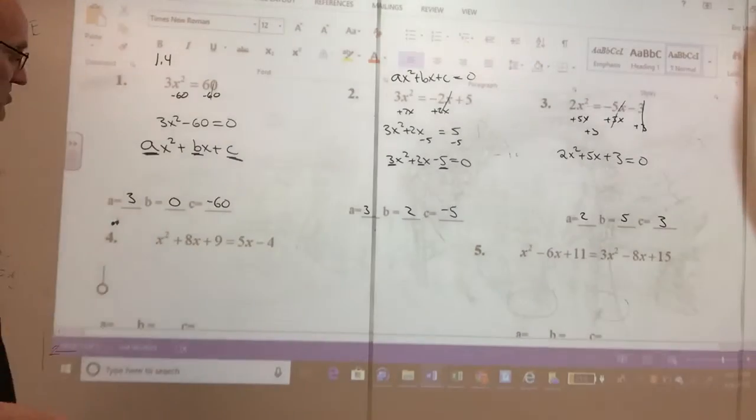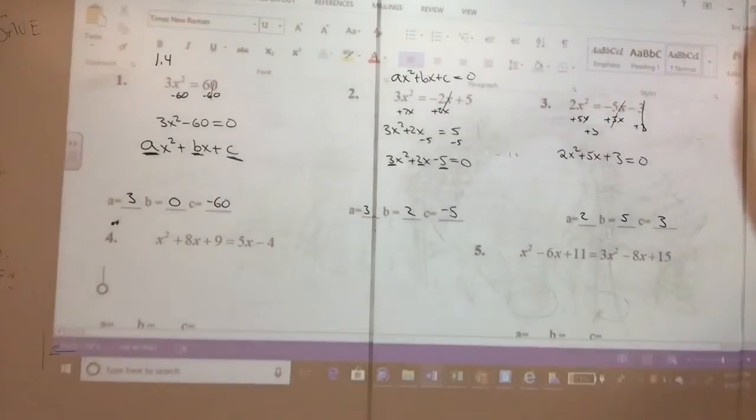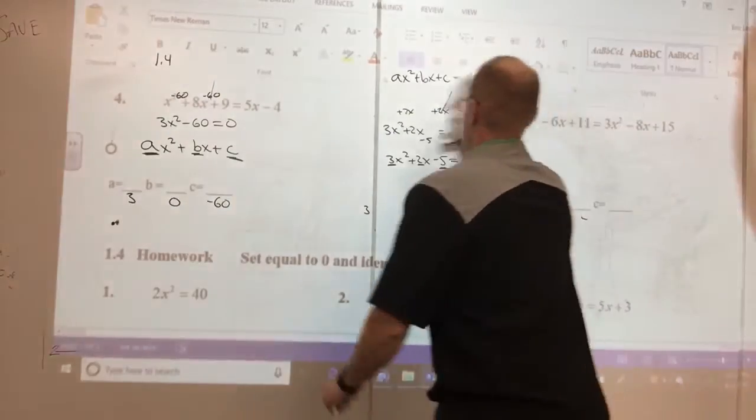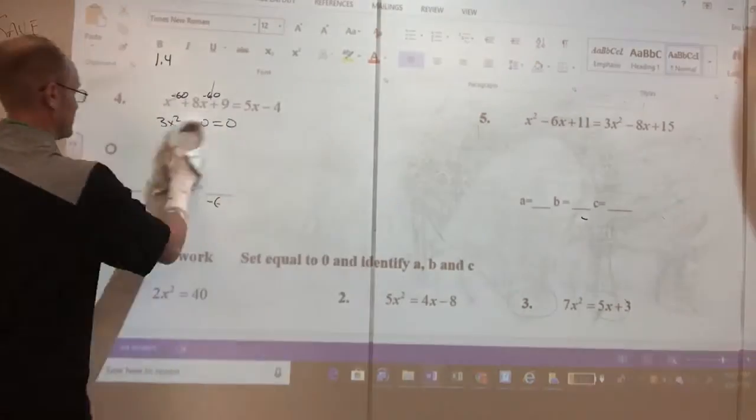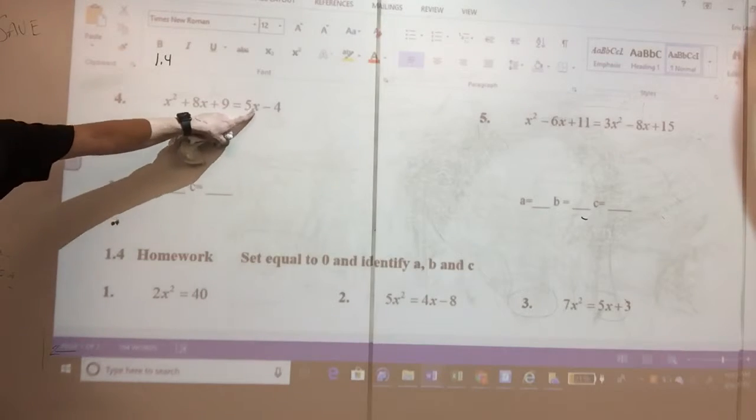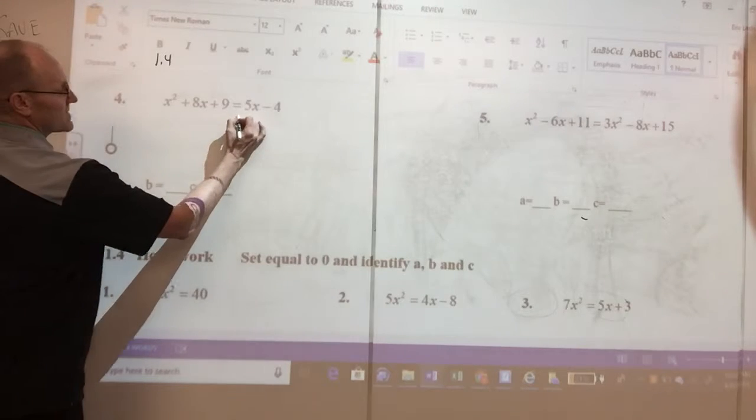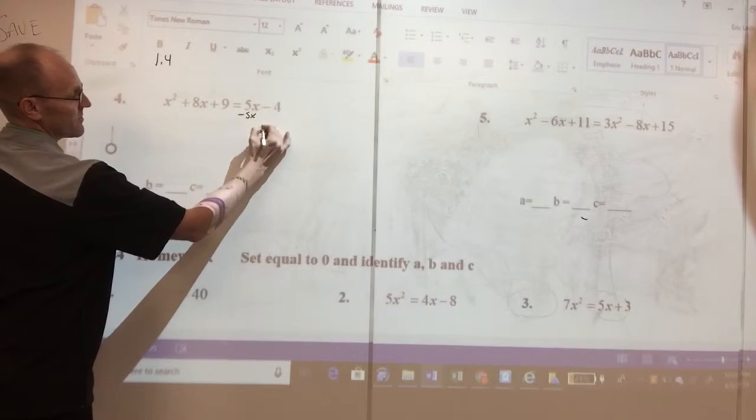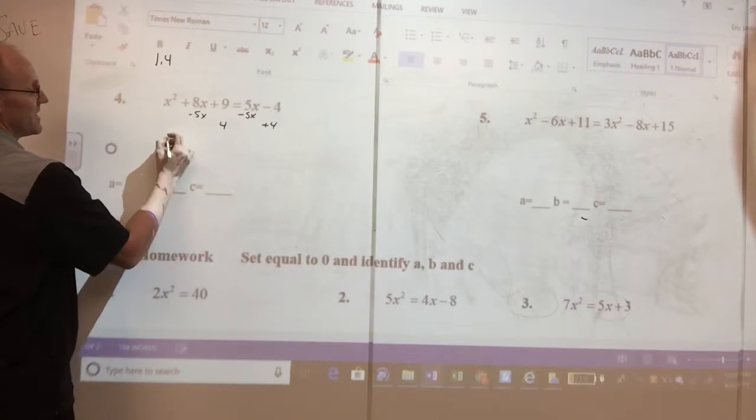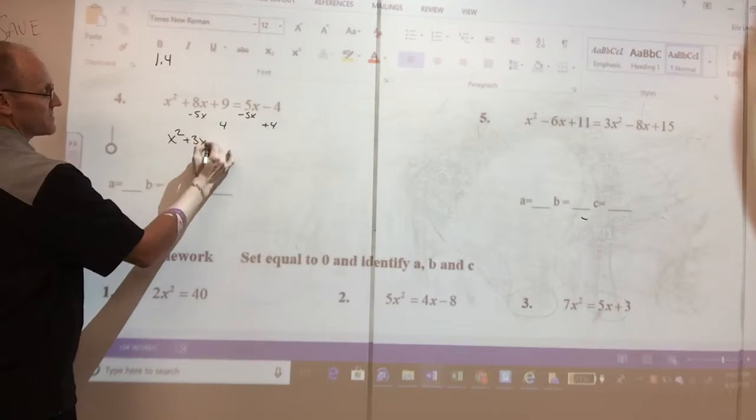I'm going to look at these last 2, 4 and 5. All right, number 4. I've got to move these over. Now you notice we have these terms over here. So I've got to subtract the 5x, and then this is negative 4, so I'm going to add 4. I'm going to line these up, makes it easier. So I'll end up with x squared, 8 minus 5 would be plus 3x, 9 plus 4 is 13.